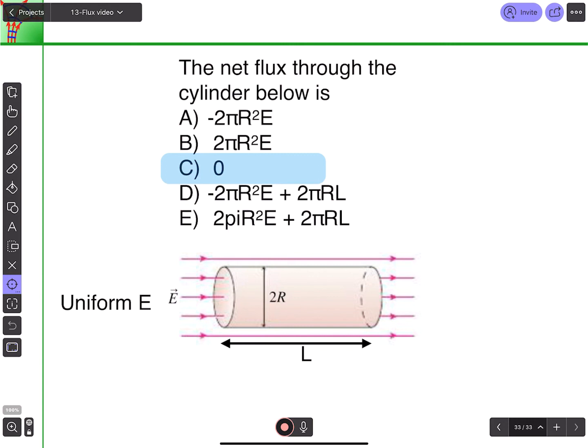So that's a basic introduction to flux. I will provide some more for you soon.